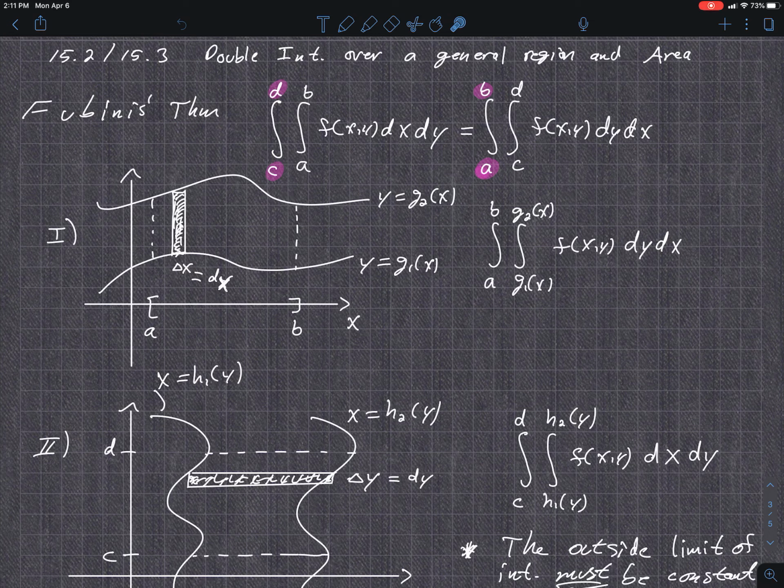So we just described Fubini's theorem. There's some hypothesis here we didn't actually go over, but basically f is a continuous function in a region. And then it shows here that you can interchange the limits of integration. So now we want to talk about a general region.